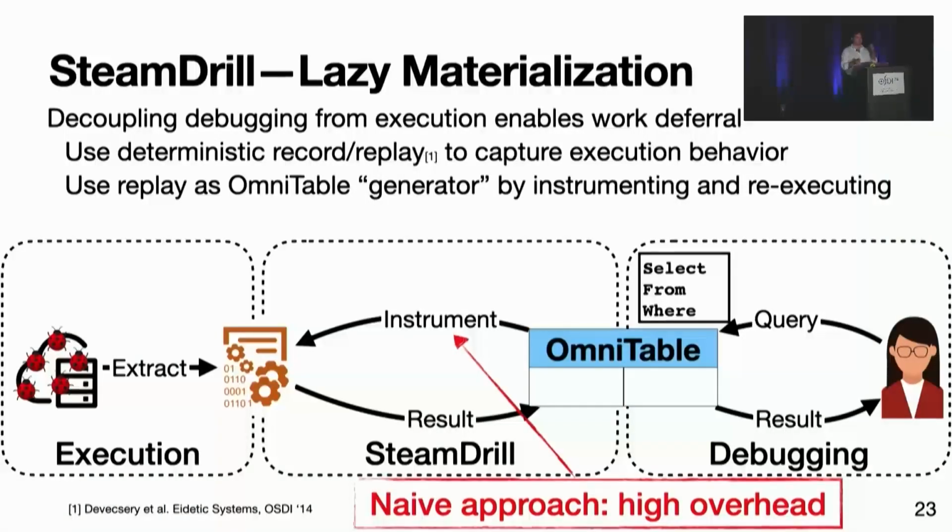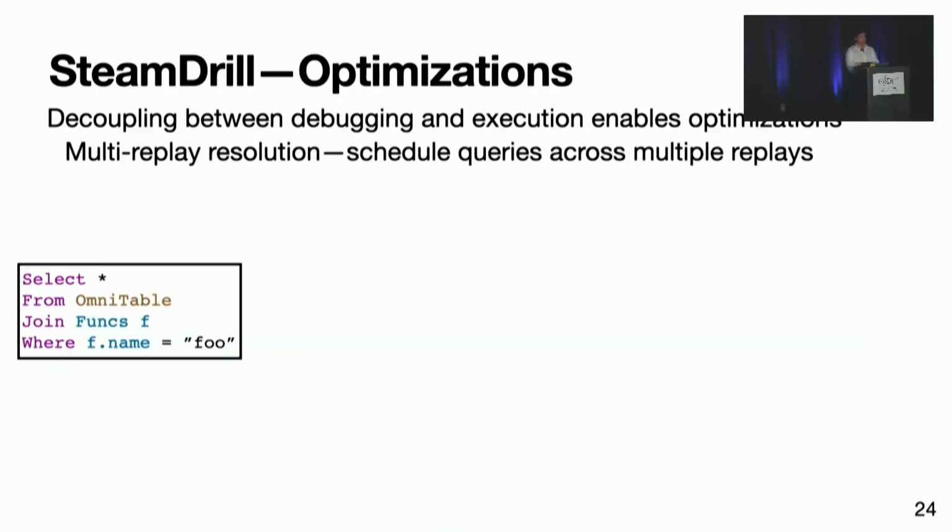So SteamDrill leverages the decoupling between execution and debugging, again, to enable automated optimizations, which allow it to compute debugging queries faster, which is what I promised in the beginning. We've explored 2 such optimizations in this work. The first is that rather than resolving each query with a single replay, SteamDrill employs a novel multi-replay execution strategy in which it decomposes query logic into small operators and then schedules them across potentially many replays.